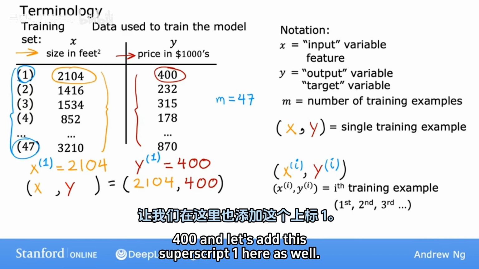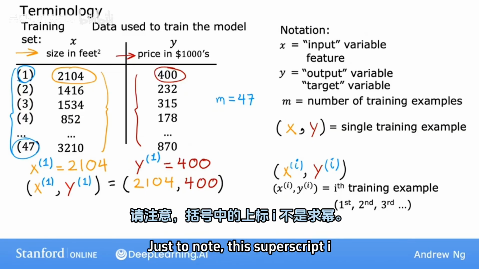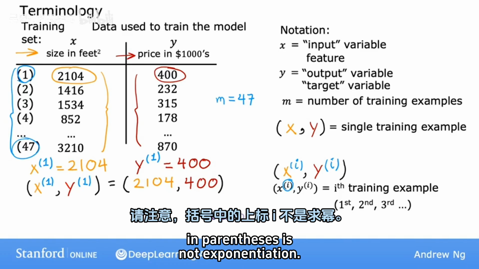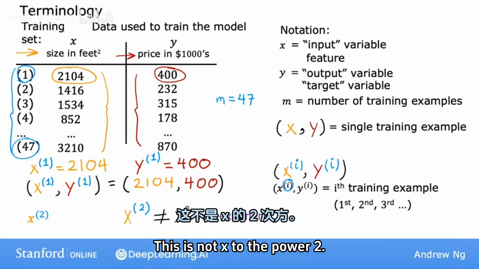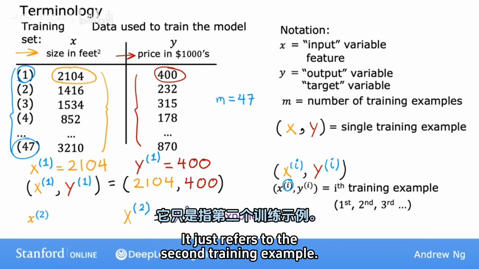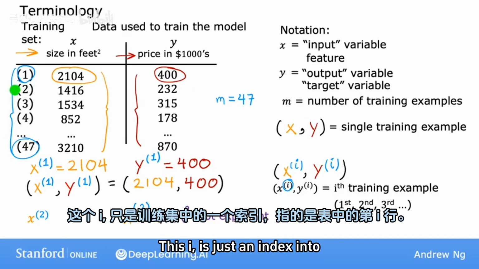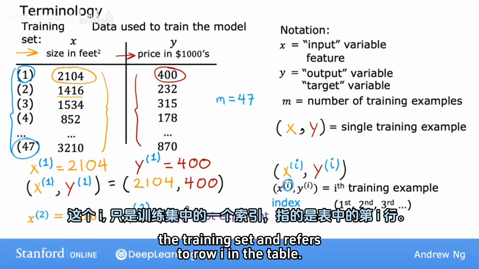And let's add the superscript 1 here as well. Just a note, this superscript i in parentheses is not exponentiation. So when I write x superscript (2), this is not x squared. This is not x to the power of 2. It just refers to the second training example. So this i is just an index into the training set and refers to row i in the table.